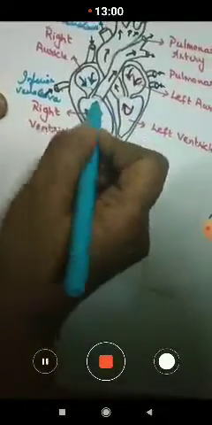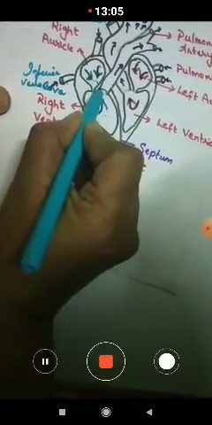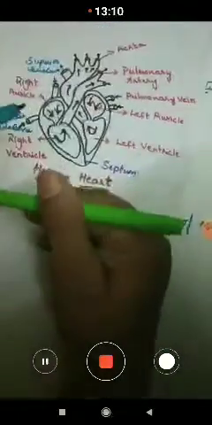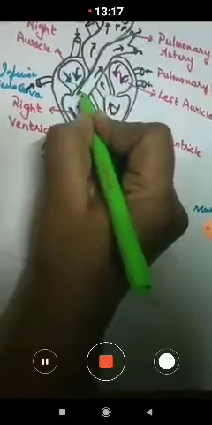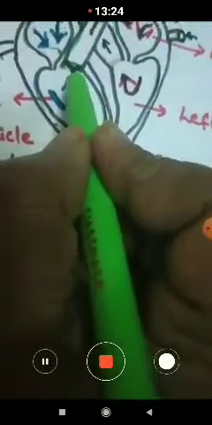As it contracts, what happens here? In this part you can observe the valves. The valve is present here. Yes, this is the pulmonary artery. You can observe the valve which is present in this portion, at the opening of the pulmonary artery. Here this valve opens.